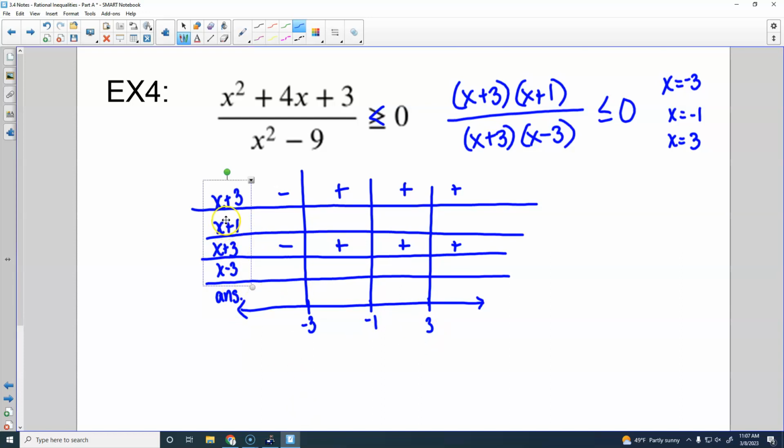For x plus 1, that is going to equal 0 at negative 1, so that's going to be my splitting-off point. Anything below negative 1, like negative 2, is going to give me a negative. So over here I will get negatives, and then up here, I will get positives.